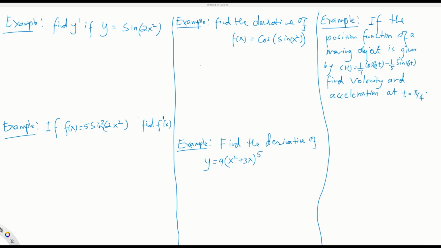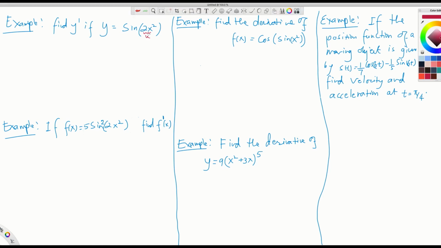Let us see some more examples on the chain rule. Here we will consider some trig functions. So y equals sine of 2x squared. You can consider the inside as u, so it is like y equals sine u. What is the derivative of sine u? It is cosine of u times u prime.